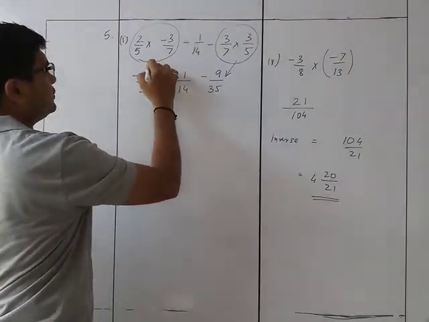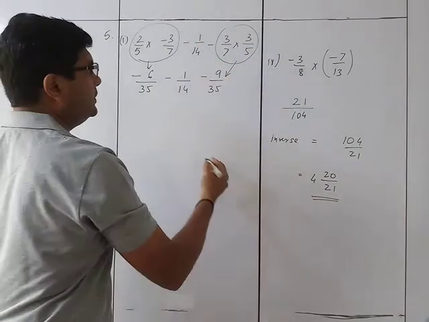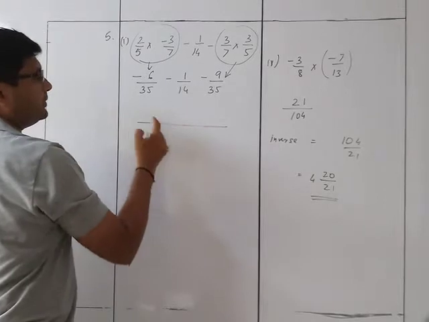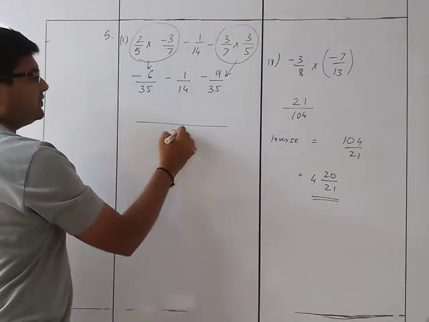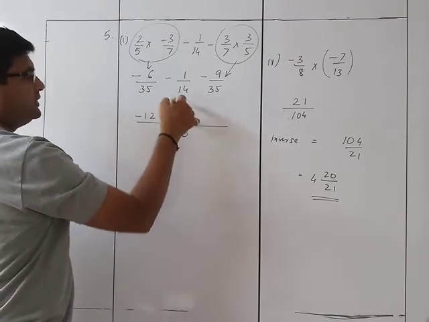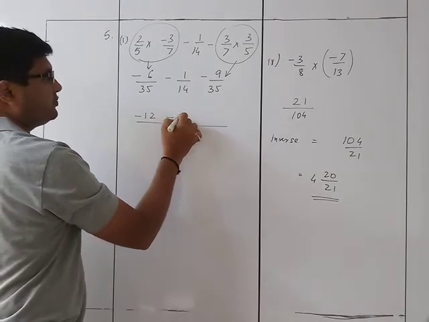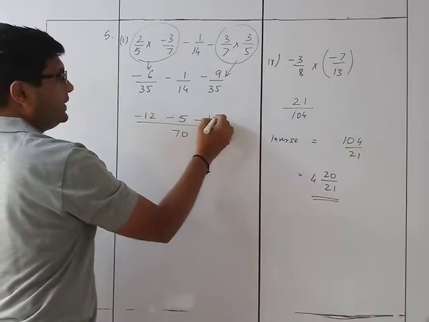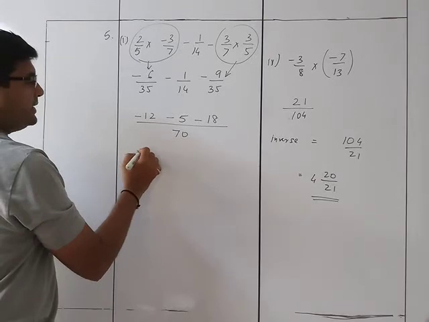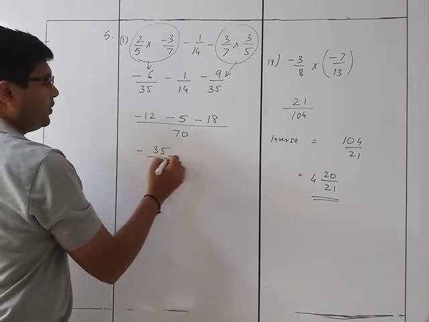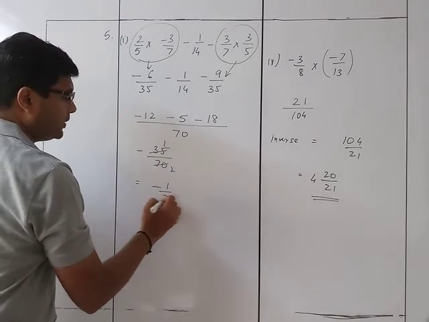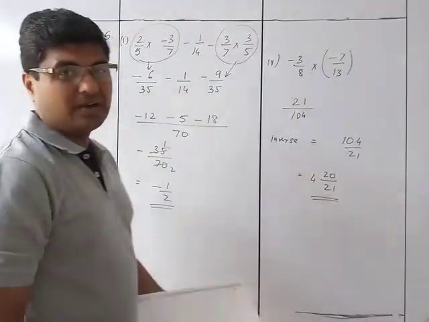This part over here is minus 6 upon 35, and this is over here. So accordingly, the LCM is going to be 70. So this has to be multiplied by 2, so it is minus 12. This will be multiplied by 5, so it will be minus 5, and this will be multiplied by 2, so minus 18. So it will be minus 35 upon 70, that is 1 upon 2. So the answer is minus 1 upon 2 as the final answer of this question.